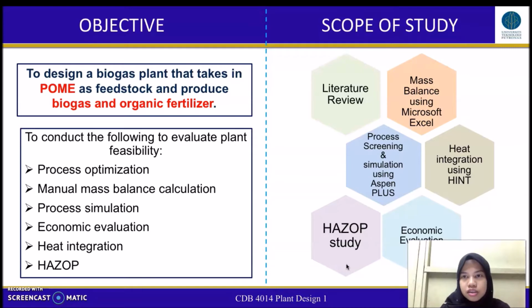In our scope of study, there are 6 main scopes, which are literature review, mass balance using Microsoft Excel, simulation using Aspen Plus, heat integration using HIN, hazard study, and also economic evaluation. So that's all for chapter 1. We will proceed with chapter 2 by Jessa.